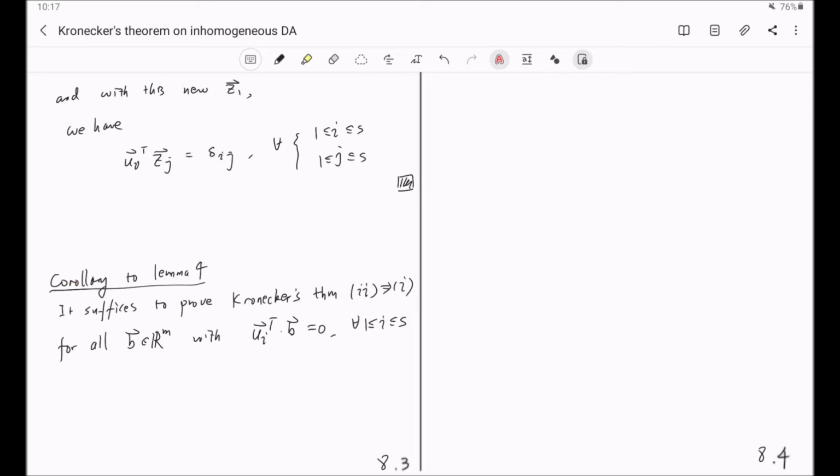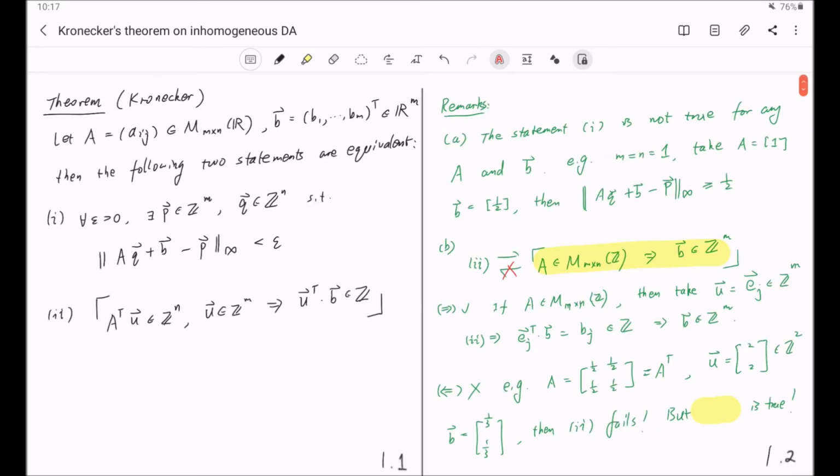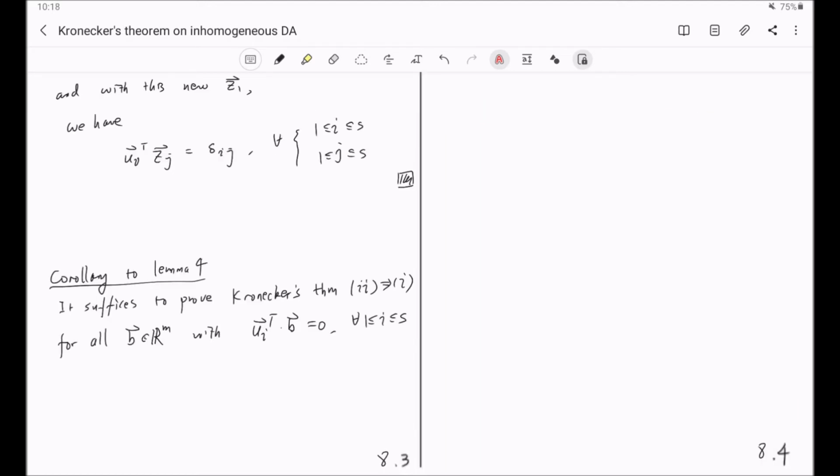So this corollary tells you, to prove the Kronecker's theorem, the direction 2 to 1, you don't have to consider all those vectors b. You only have to consider those b's which have some special interaction with those basis vectors U sub i's. And that somewhat simplifies this proof. So now let's prove this.